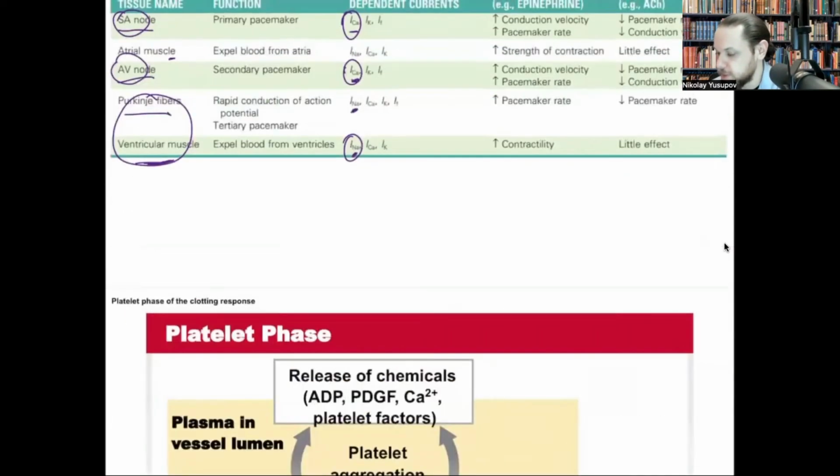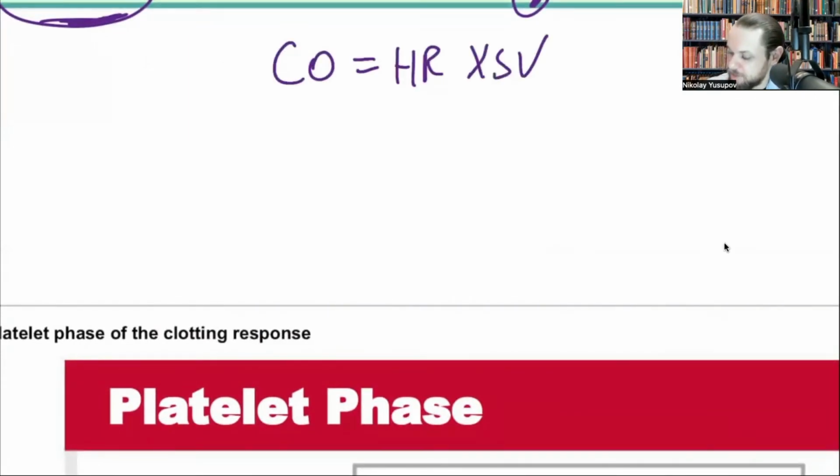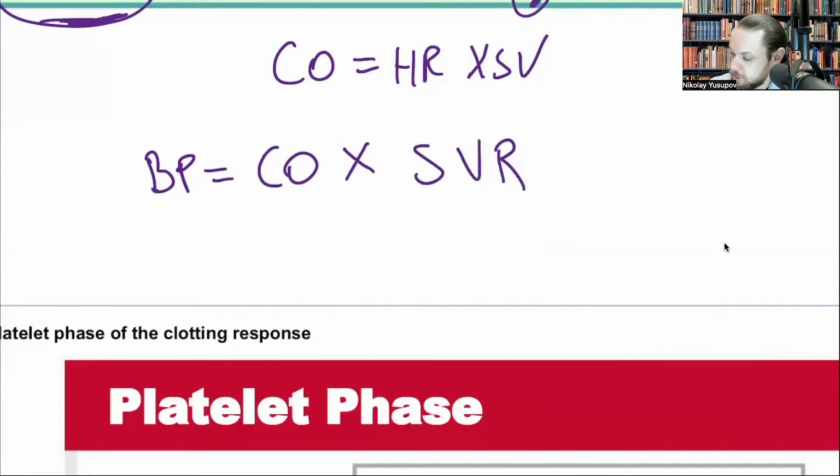Oh, there's something else I wanted to make sure of. We said cardiac output was heart rate times stroke volume, and the formula for blood pressure was cardiac output times systemic vascular resistance. And the cardiac output, as I said, was made up of heart rate times stroke volume.